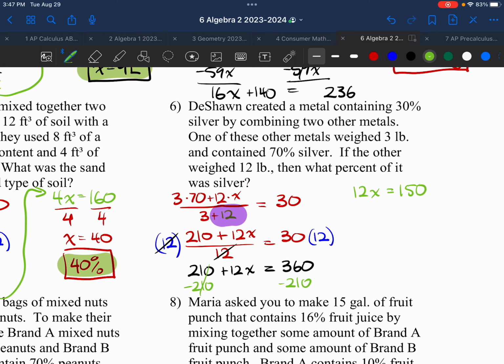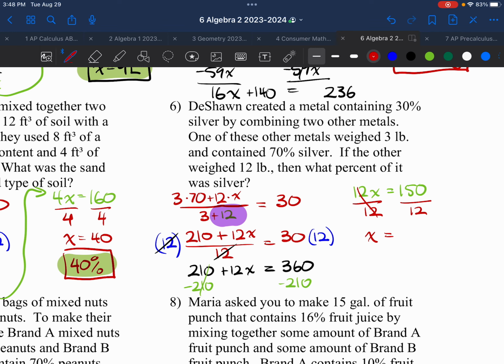And then from there, I can divide both sides by 12. Divide by 12, divide by 12, and 12s are gone, leaving me with x is equal to 150 divided by 12. I don't know what that is off the top of my head, but I know, ooh, is it a gross number? Have I made another mistake? This is a weird number.